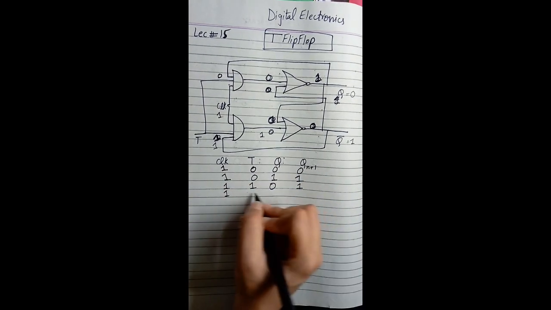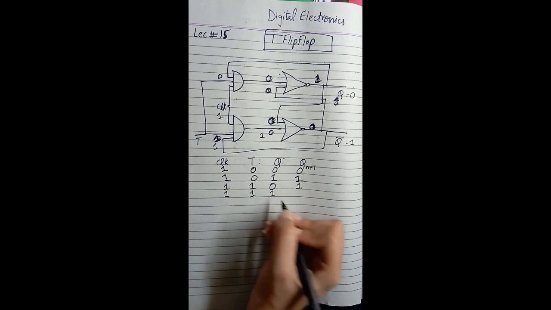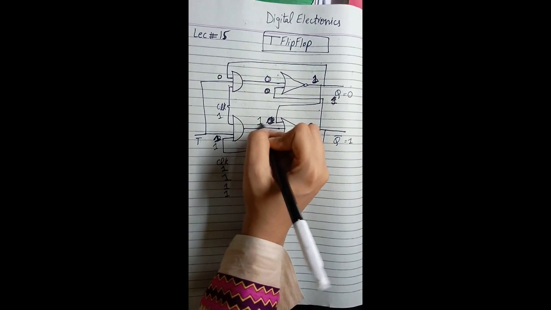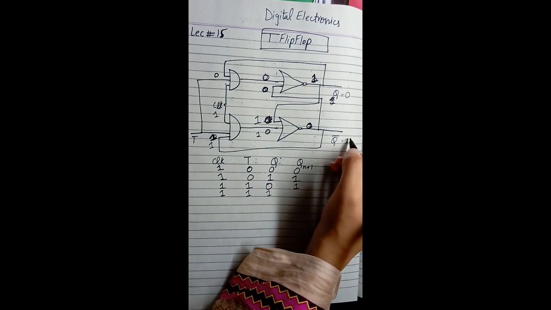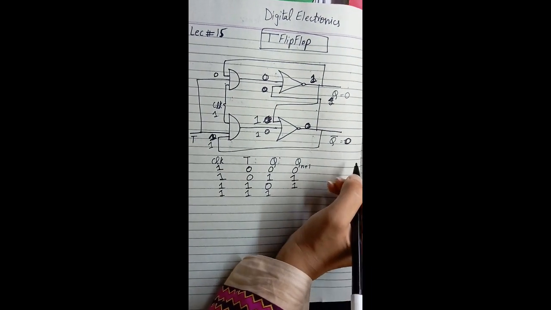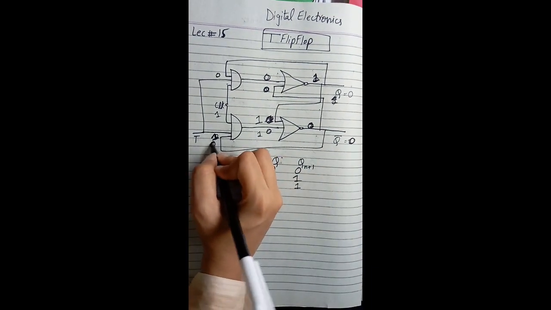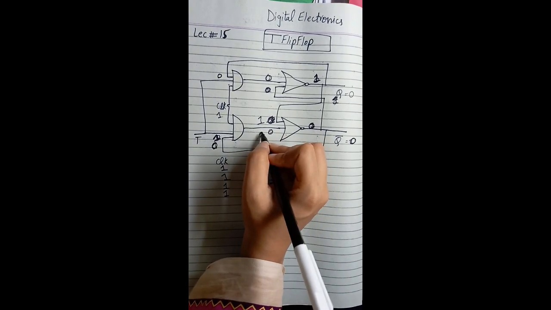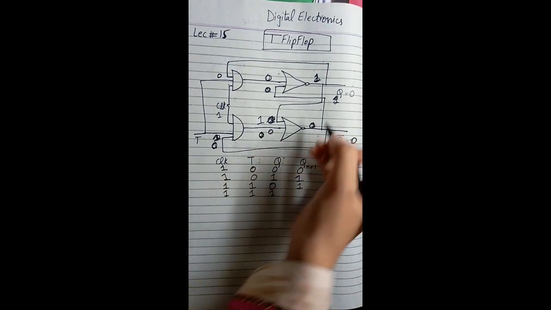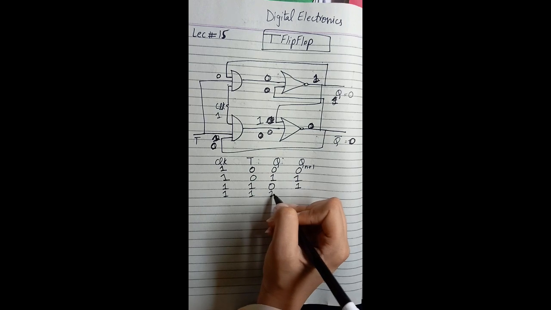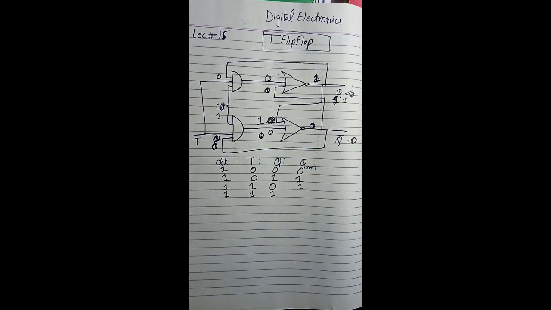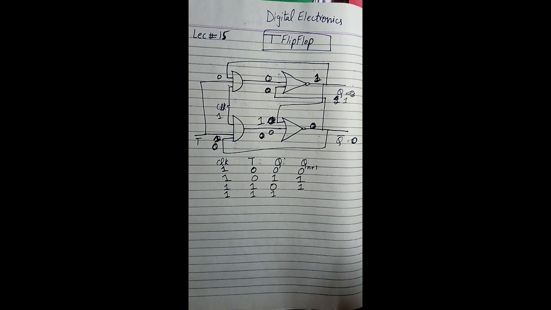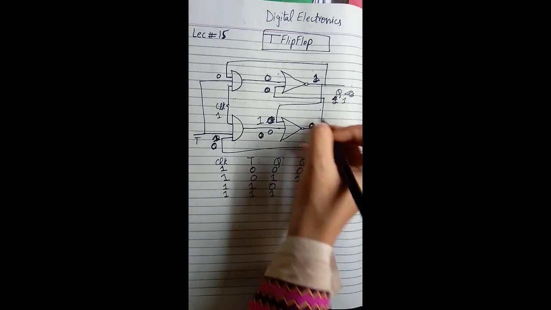Now we will take the clock 1, T 1 and Q also equal to 1. So when Q is 1, Q bar will be 0. This 0 will go here as input 1, 1 and 0. It will give us 0. This Q is 1. So this Q is 1. So 1 and 0 will give us 0 output according to the NOR gate.